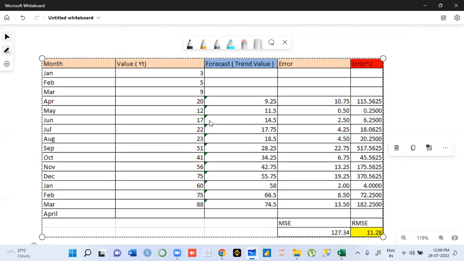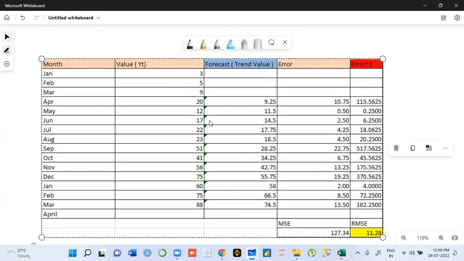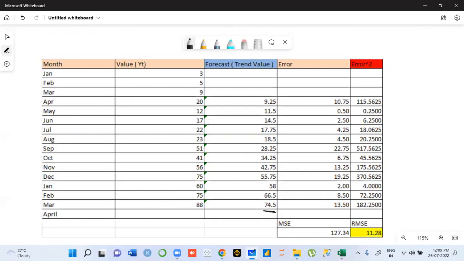This one. You think this one? 75 plus 60 plus 75 plus 88. Take the average.